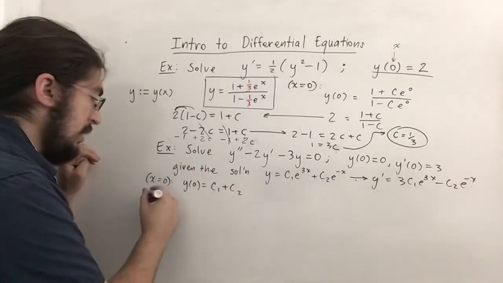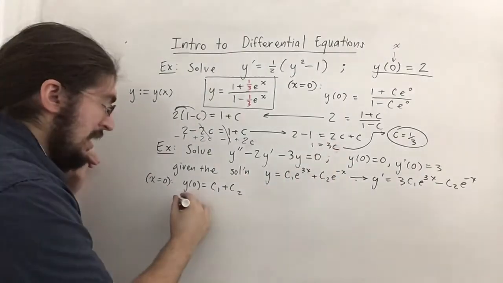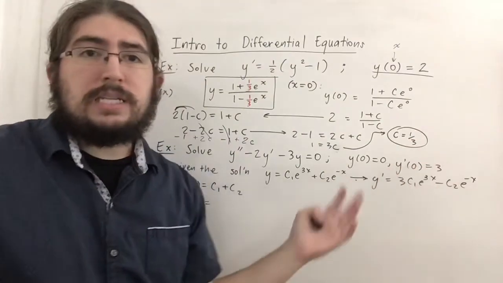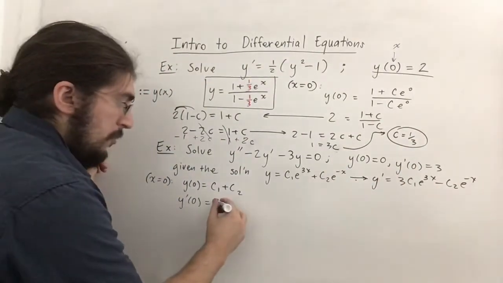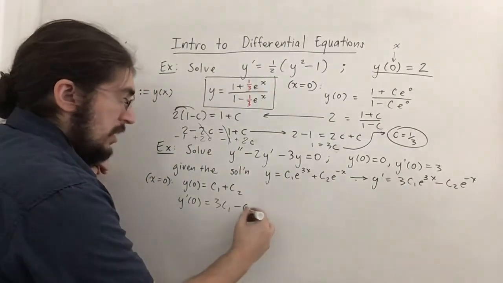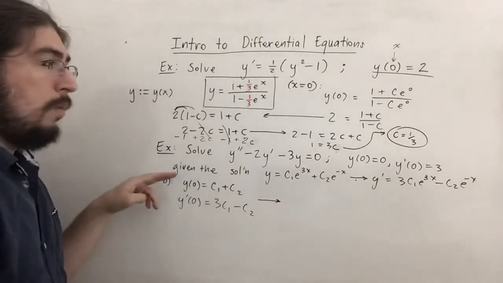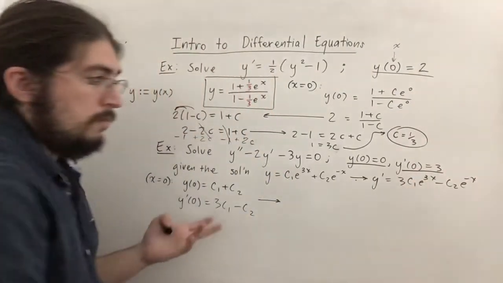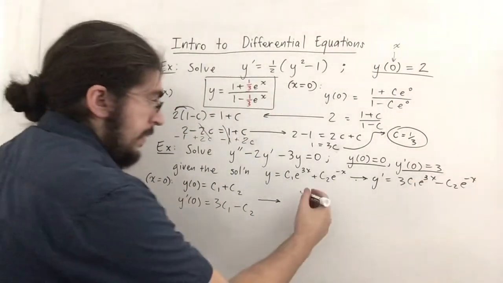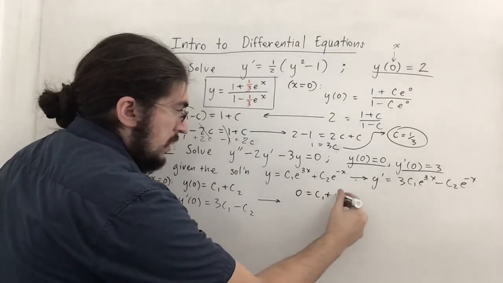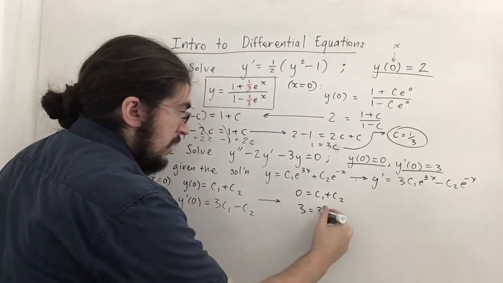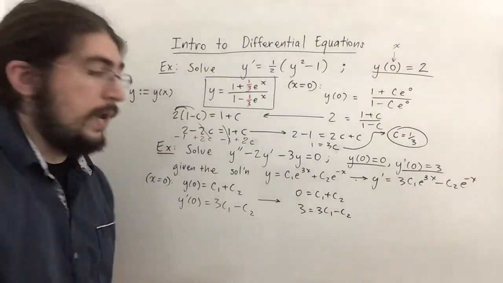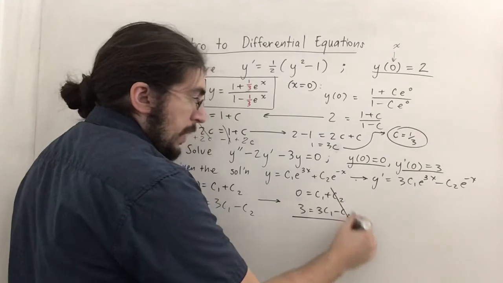So now, with that being said, when we plug x being 0 into that gives us y prime of 0 is equal to, again, when x is 0, the e to the zeros are 1. So we get 3c1 minus c2. And specifically, we know what y of 0 and y prime of 0 are. In our initial conditions, they are 0 and 3. So we get 0 is equal to c1 plus c2, and 3 is equal to 3c1 minus c2. So yes, this is a system of equations. In this case, we can solve by elimination.